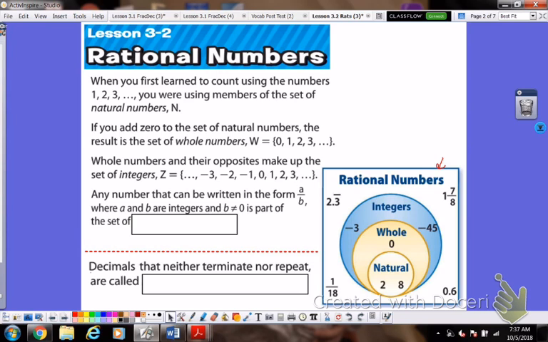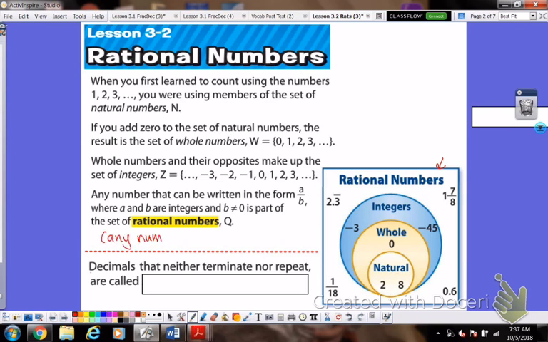Any number that can be written in the form A over B, where A and B are integers and B is not 0, is part of the set of rational numbers. So rational numbers, abbreviated with a Q, would be any number that can be written as a fraction. That's your rational numbers. Any number that can be written as a fraction.